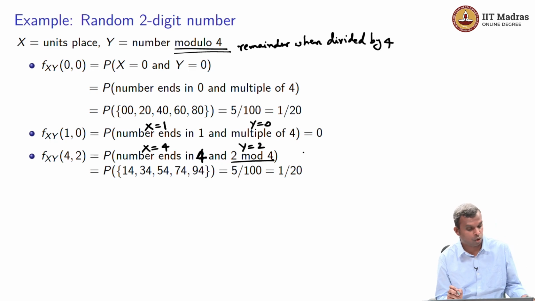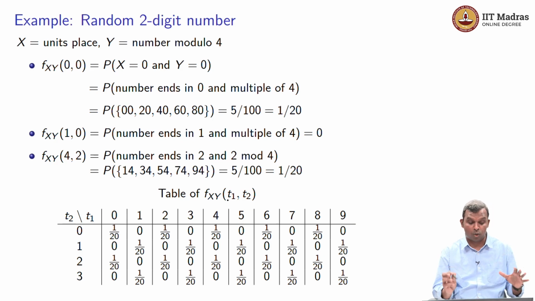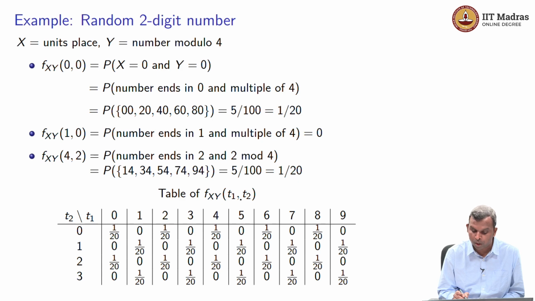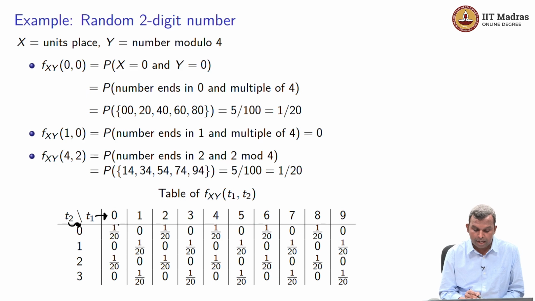So you can check out all the possibilities, and if you write down fxy of t1, t2, now notice how this is more general than the previous picture. Pay attention to this. You want to make a table of fxy of t1, t2. You put the values of t1 along the first row, and put the values of t2 along the column. 0, 1, 2, 3, 4 all the way to 9, 0, 1, 2, 3. And 0, 0 is 1 by 20, 1, 0 is 0, 2, 0 is again 1 by 20, 3, 0 is 0, so on. So notice how this 1 by 20 and 0 alternate.